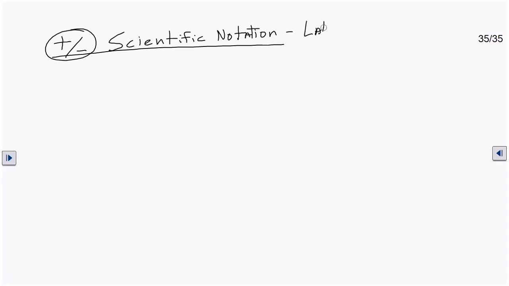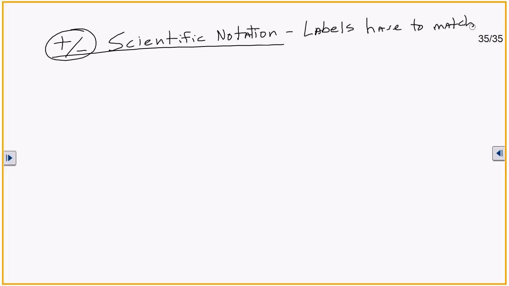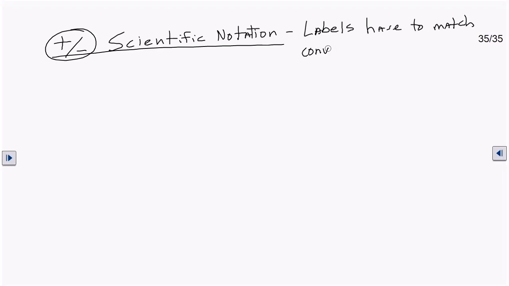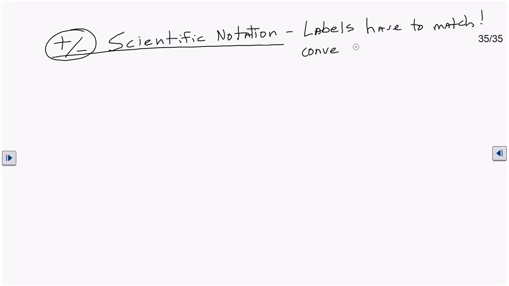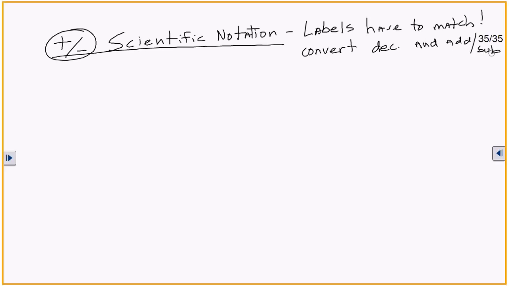Labels have to match. If they don't match, you have to convert to decimal notation and add or subtract. Okay, so let me show you what I'm talking about.